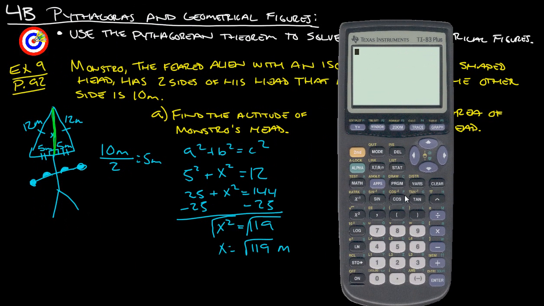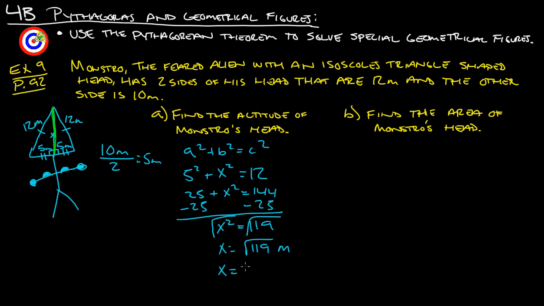Okay, so let's figure that out. Let's take the square root of 119. We get 10.908, so let's call Monstro's head x equals 10.9 meters. We'll put little dots here and there. A little equal sign with the dots above and below means approximately. Okay, so the altitude of Monstro's head is approximately 10.9 meters.